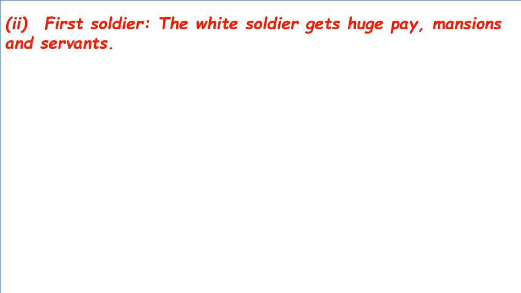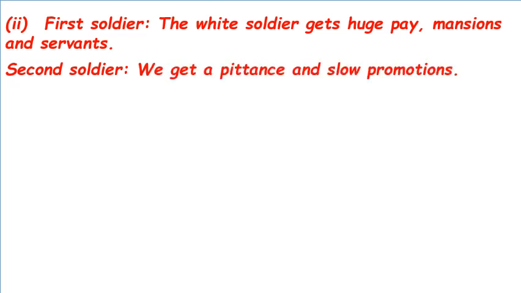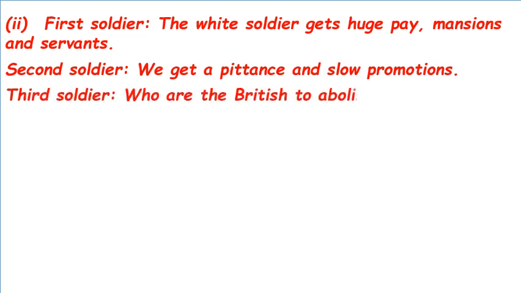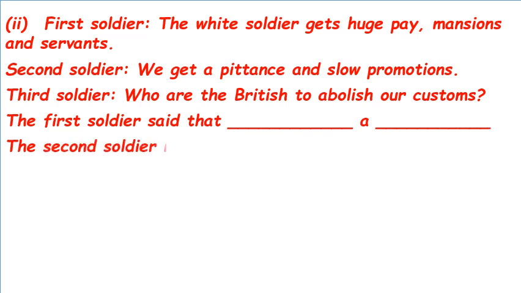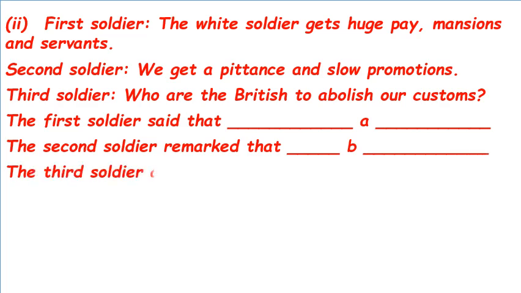Part 2. First soldier: the white soldier gets huge pay, mansions and servants. Second soldier: we get a pittance and slow promotions. Third soldier: who are the British to abolish our customs? The first soldier said that dash. The second soldier remarked that dash. The third soldier asked dash.